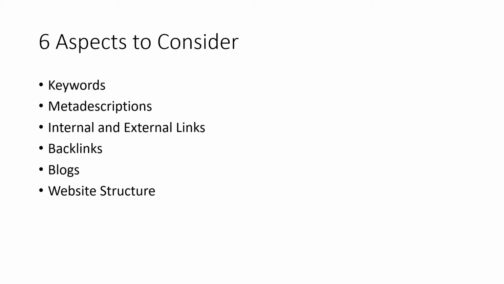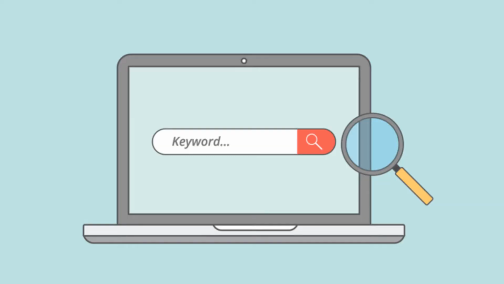The blog series is actually a 6-part series that covers each of these different aspects in detail, and we'll be reviewing these aspects today as well. So first, we're going to talk about keywords, then meta descriptions, internal and external links, backlinks, blogs, and finally, website structure. So first we're going to talk about keywords, and this is basically whatever the person is typing into the search engine to find what information they're looking for.